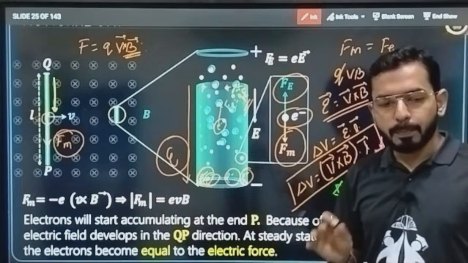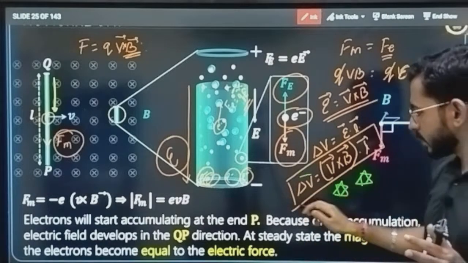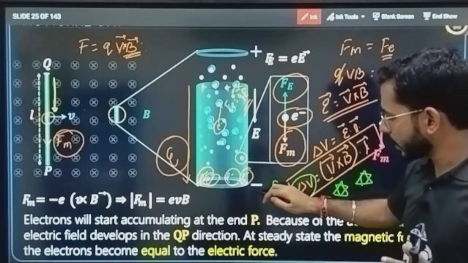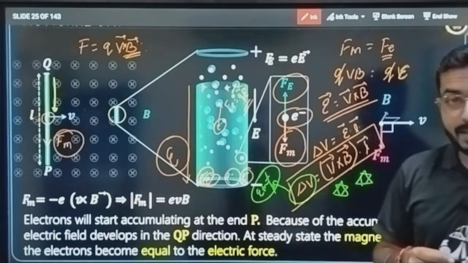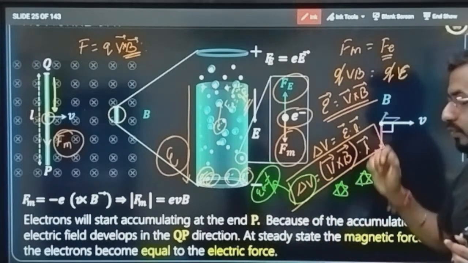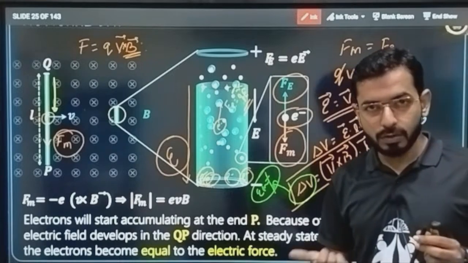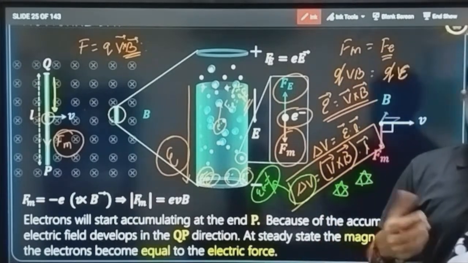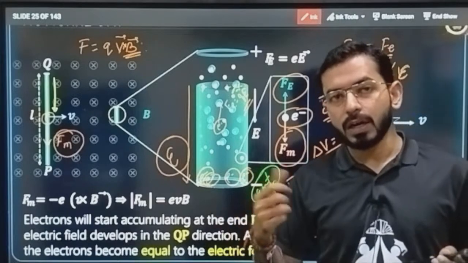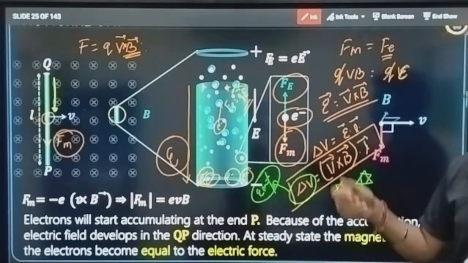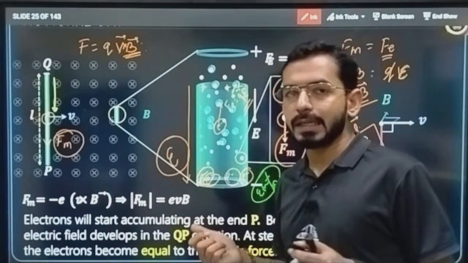What is the result? Change in EMF. This is the EMF that is generated in the conductor. What is this EMF, students? It is equal to V cross B. You will do V cross B first, because a cross product gives you a vector, and then take the dot product of that vector with the L vector, and finally you will get the result.